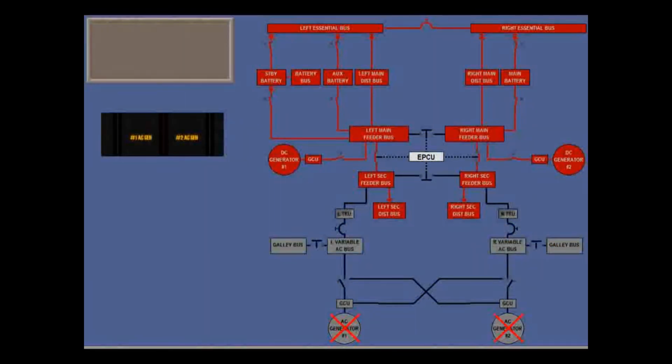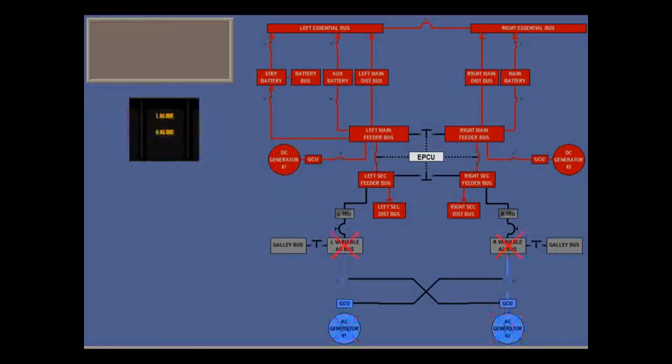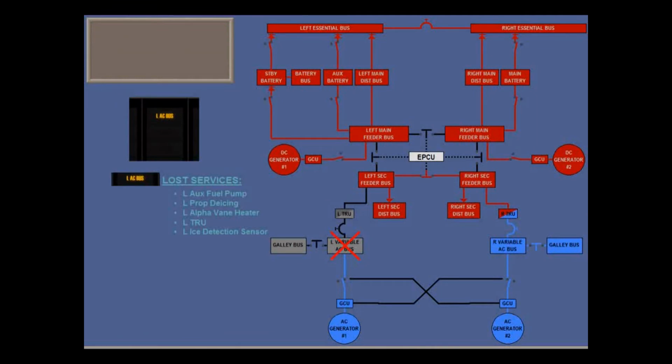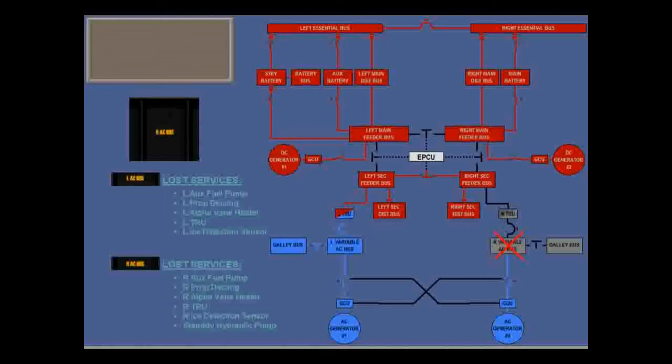But if you lose both AC generators, then you will lose AC services, because there are no inverters to convert DC to AC. Similarly, you will also lose services in the event of an AC bus fault, since the AC cross-tie feeds in upstream of the AC buses. For a left AC bus failure, you lose these services, and for a right AC bus failure, these services. Consult your manual for the exact details.